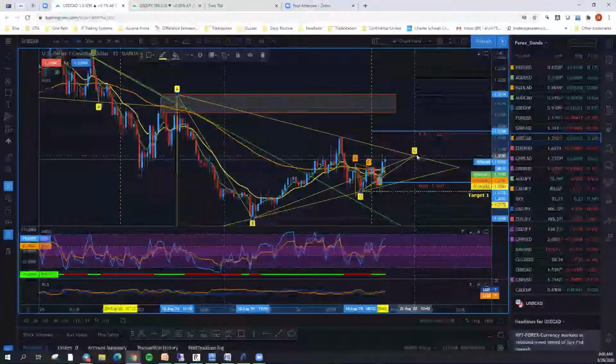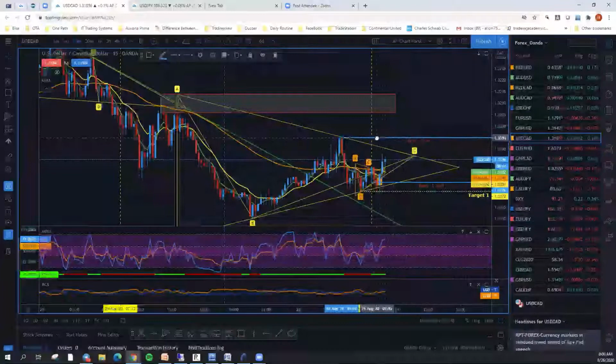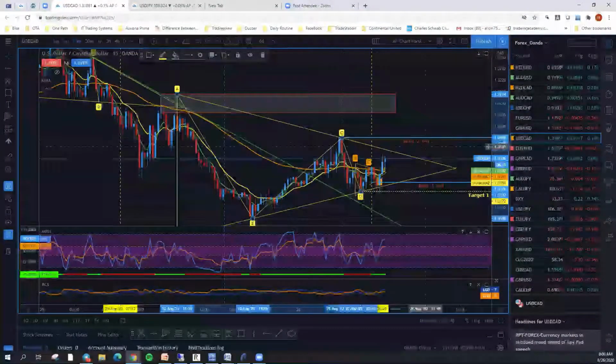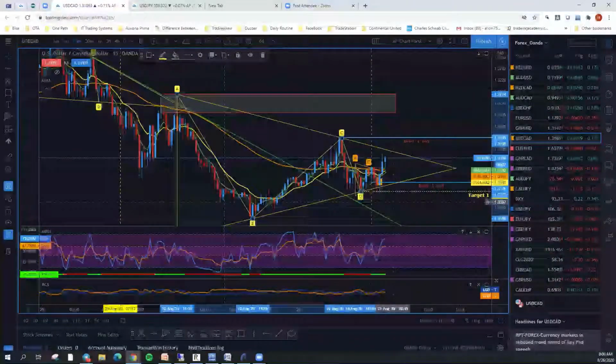Then I'm going to say that it can close above this area. I like to see it close above that before we take it long. It has been somewhat range bound here.